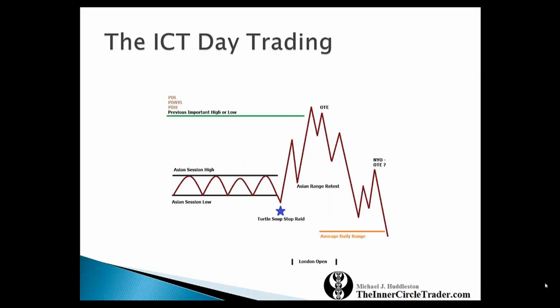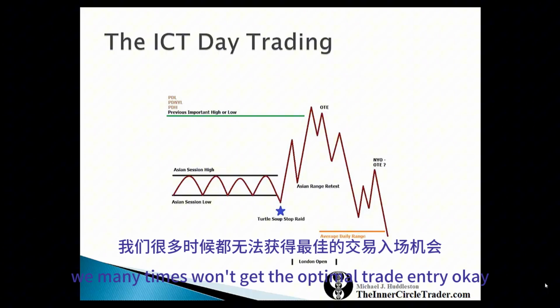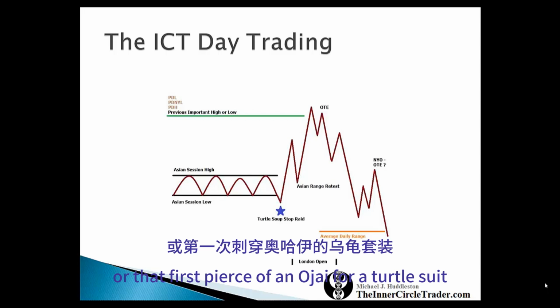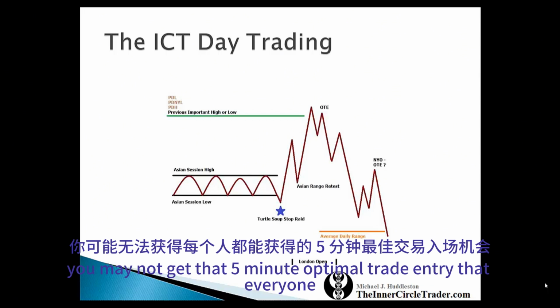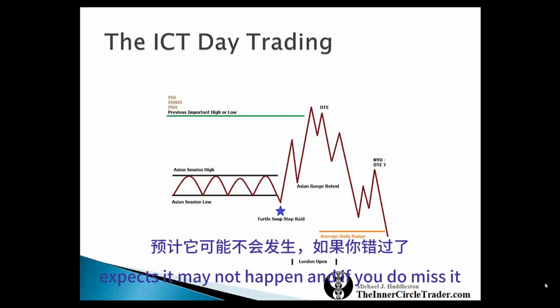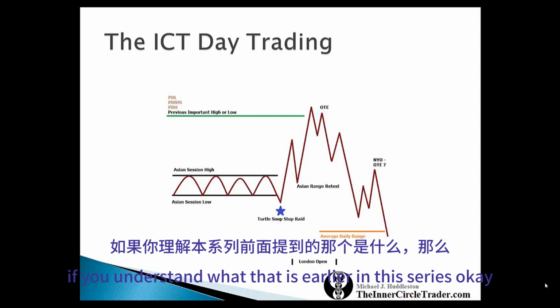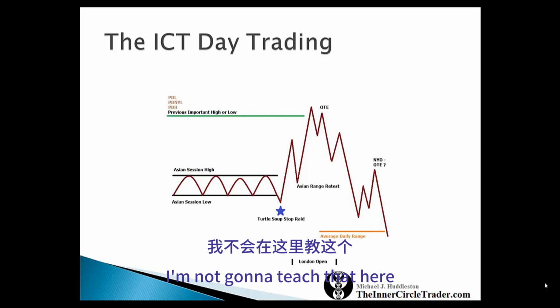And again, going back to this example, we many times won't get the optimal trade entry. If you don't get that first return in the order block or that first pierce of an old high for a turtle soup, you may not get that 5-minute optimal trade entry that everyone expects. It may not happen, and if you do miss it, if it doesn't form and it starts to run, don't chase it. You look for a smaller mitigation block to trade into. If you understand what that is earlier in the series, you'll understand exactly what I'm talking about. I'm not going to teach that here.